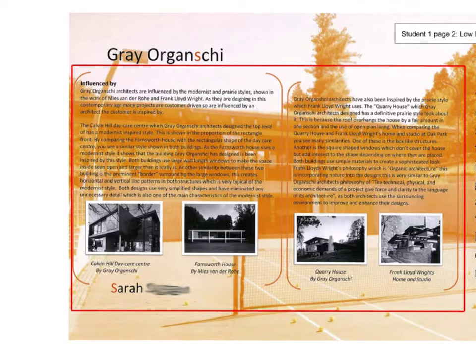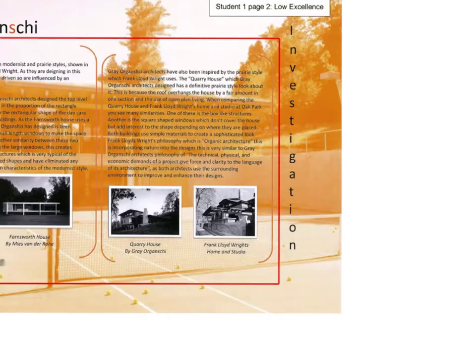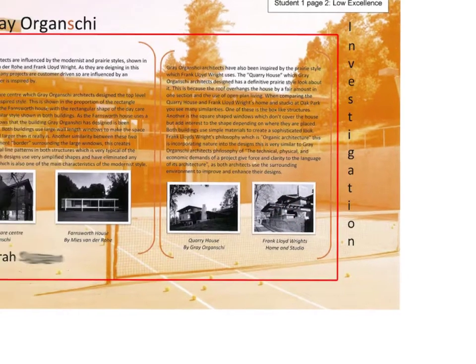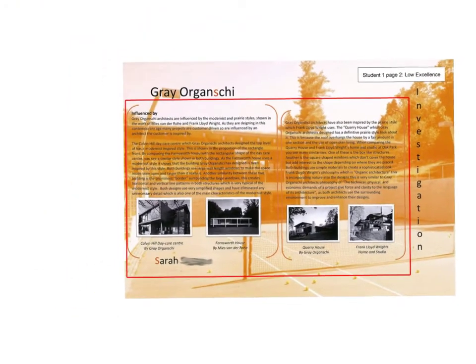A very easy way in order to be able to link who the architect you've chosen is and their influences is to compare and contrast. As we can see here, we have the architect's own design and who they were influenced by. In this case, Mies van der Rohe. Over here we have the Quarry House by the designer and Frank Lloyd Wright's home and studio. So we've got the architect you've chosen and we've got the architect or work they were influenced by. Very, very clear to see the compare and contrast.